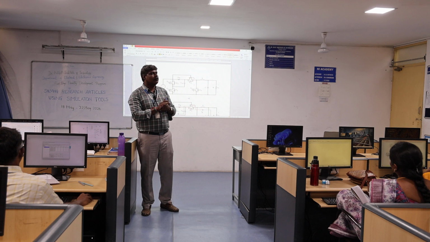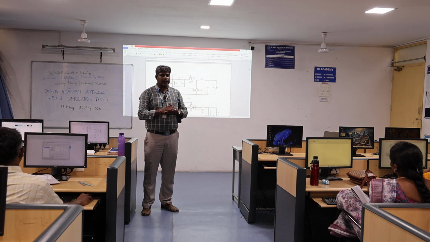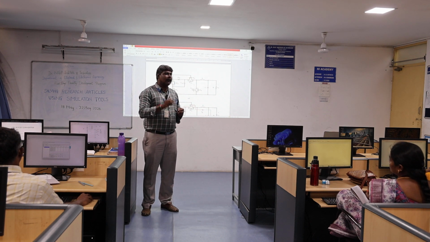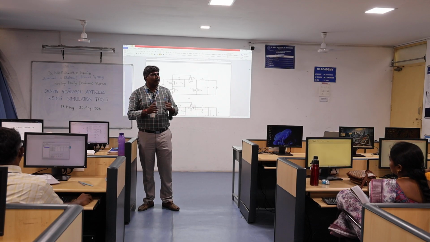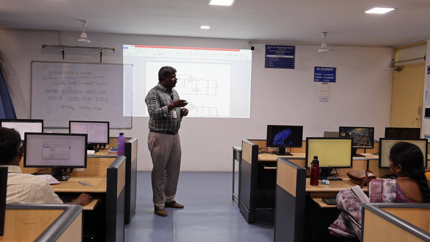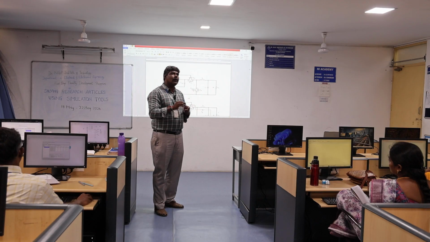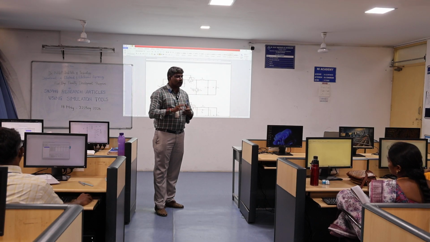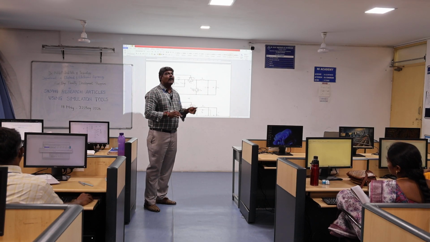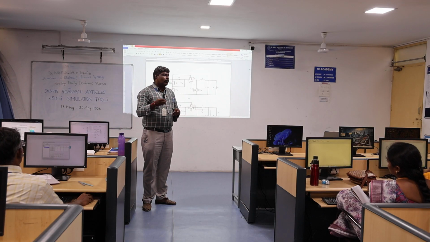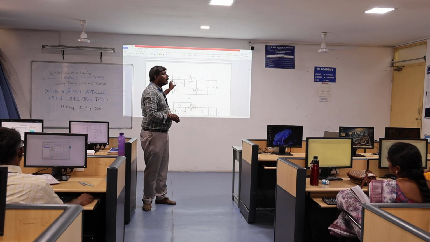So what we have to do is, first we have to design the controller. How do you design the controller? Let us start with the basic controller, like a proportional integral controller. So how do you design the proportional integral controller? First you have to derive the mathematical model of your converter.